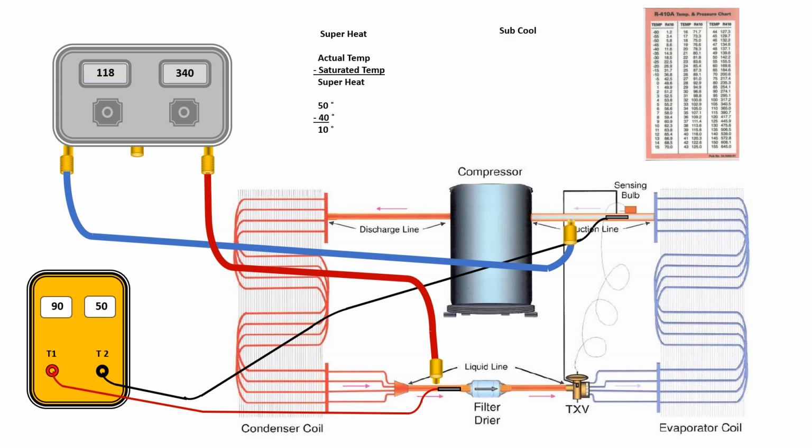The formula for subcooling is saturated temperature minus actual temperature. Again, we use the pressure temperature chart to get our saturated temperature. Filling in the numbers and doing the math, we have 15 degrees of subcooling.